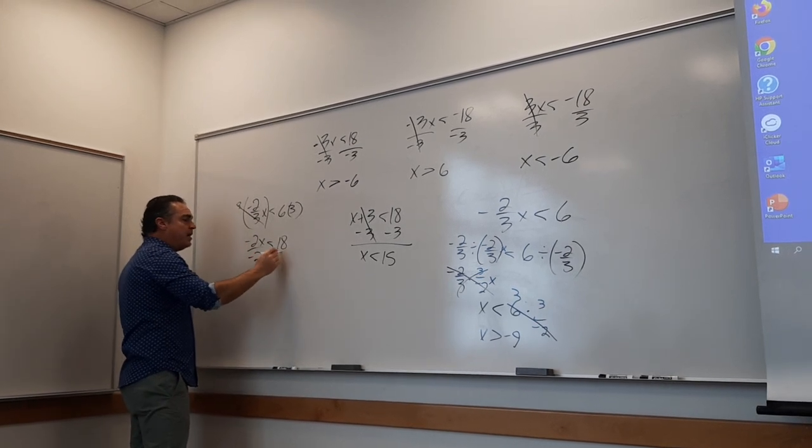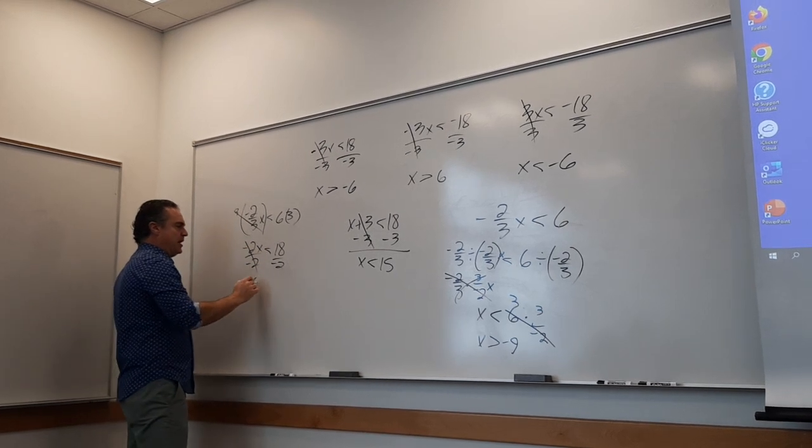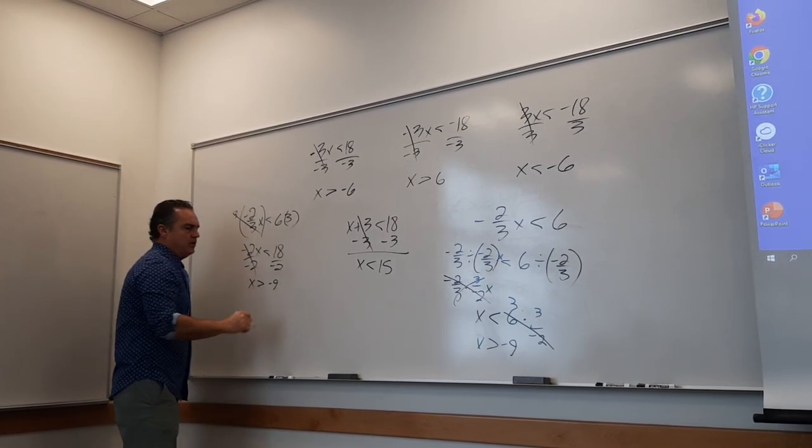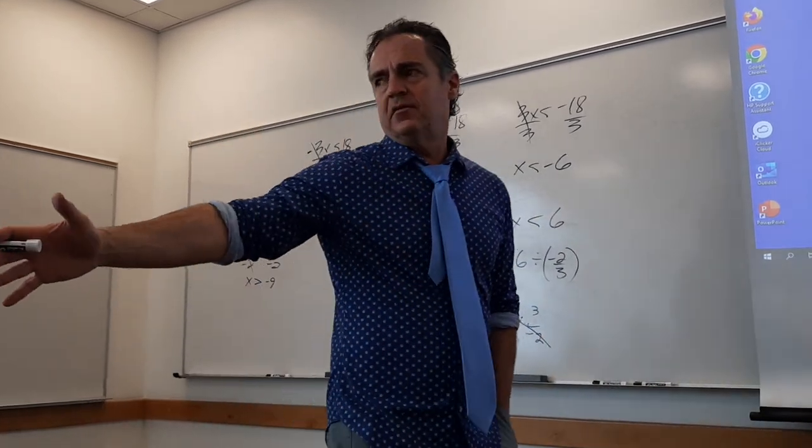You still had to divide by a negative 2. When you did that, you had to flip the sign. x becomes more than negative 9. You could have done it that way too. It doesn't matter as long as you got the answer right. Did that answer your question? Yes, it did? Okay.